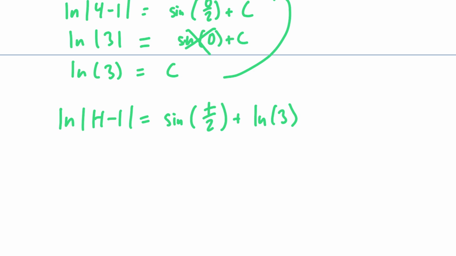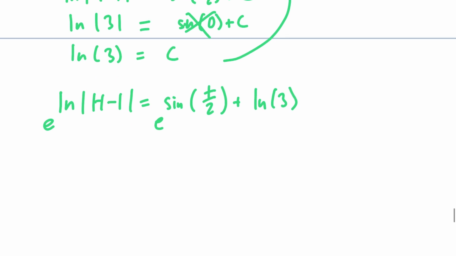We have an ln here, and we want to get rid of it. The way we can get rid of it is taking both sides to the power of e. So take that to the power of e and this to the power of e. These two should cancel out. Now we have the absolute value of h minus 1 is equal to e to the sine of t divided by 2 plus ln of 3.